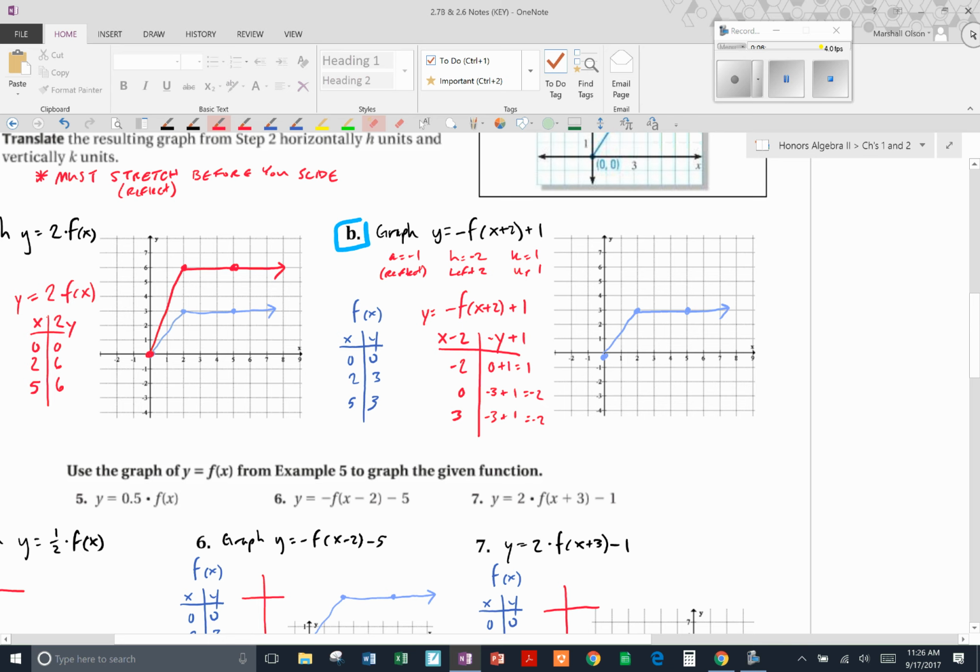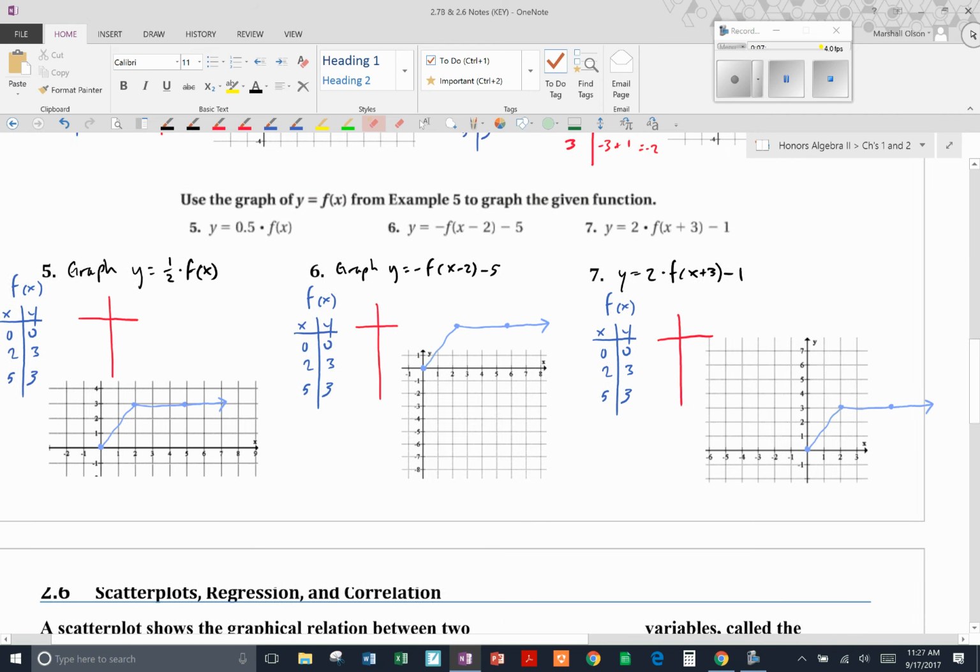So I have my new points, negative 2, 1, 0, negative 2, and 3, negative 2. Essentially, what we said in the beginning is this graph is going to be reflected over the x-axis, reflected vertically, and we're going to shift it left 2 and up 1. If you look at the new red graph compared to the blue graph, and that's why I like having the blue graph on there, you can tell that's exactly what happened.